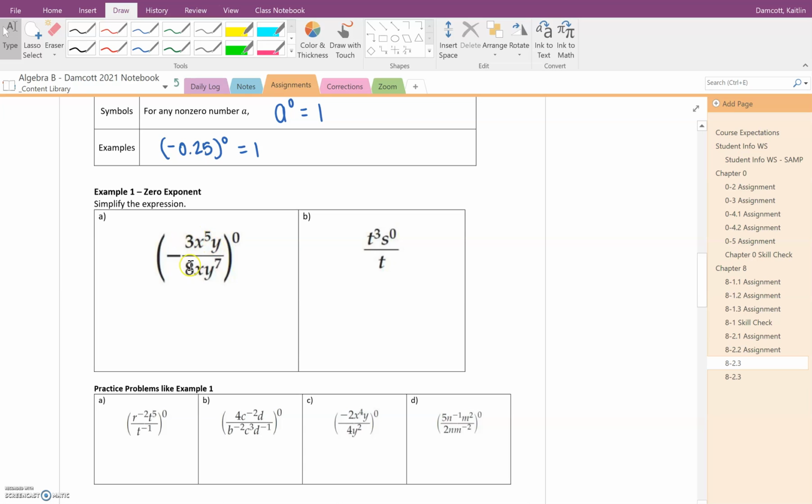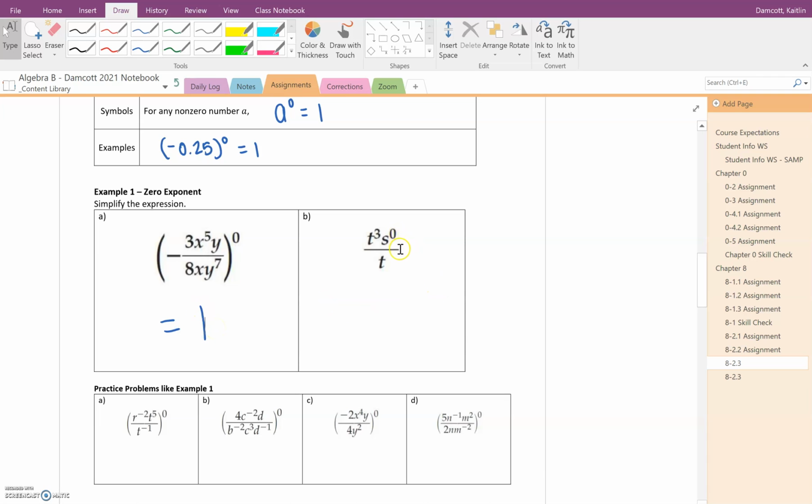In previous examples, we took the time to simplify. We have x's on top, x's on bottom, y's on top, y's on bottom. But I'll tell you, no simplifying is necessary, because when you take this whole thing raised to the 0 power, it's like taking just a single number and raising it to 0. As soon as you raise anything to the 0 power, it's just equal to 1.